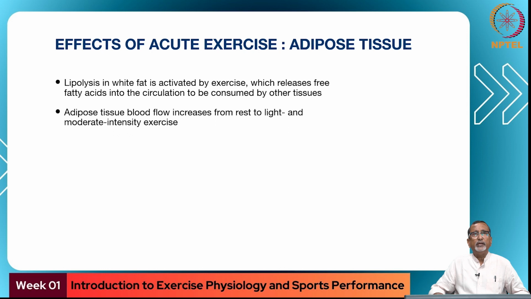So, what happens to the adipose tissue? Lipolysis is the breakdown of fat. The breakdown of fat happens through beta oxidation. The lipolysis in white fat is activated by exercise during acute exercise, which releases free fatty acids into circulation to be consumed by other tissues. Adipose tissue blood flow increases from rest to light and moderate intensity exercise.